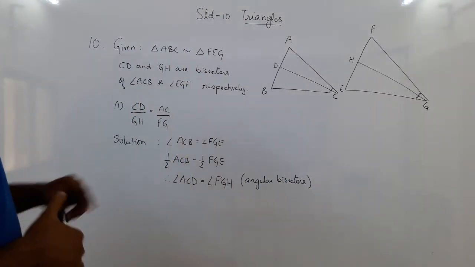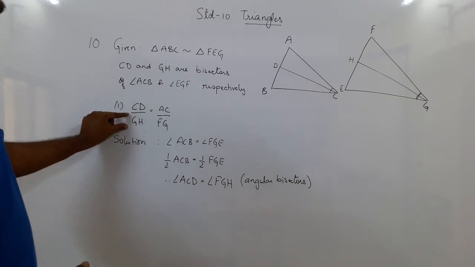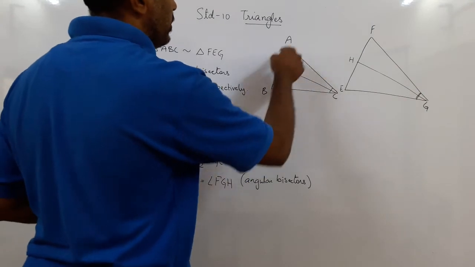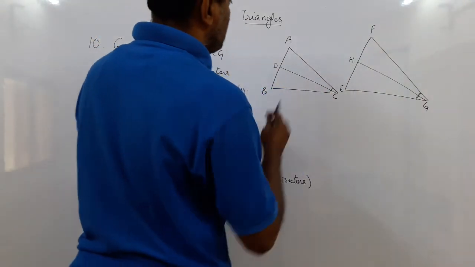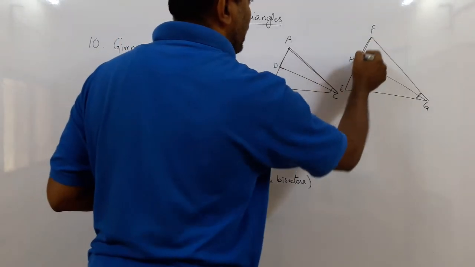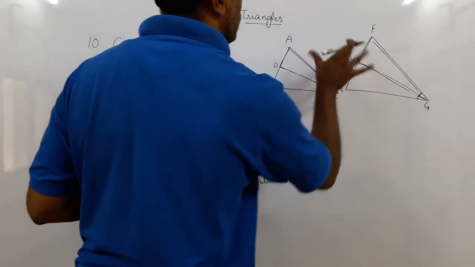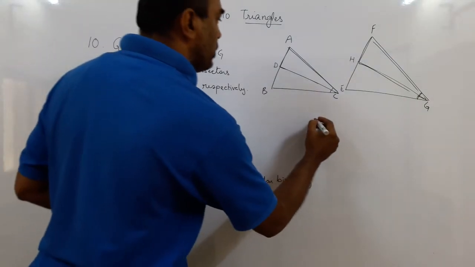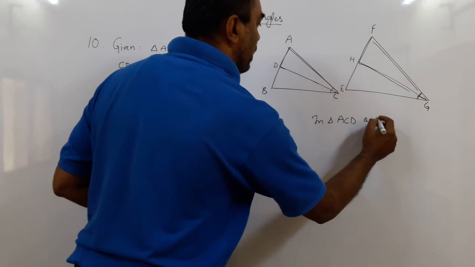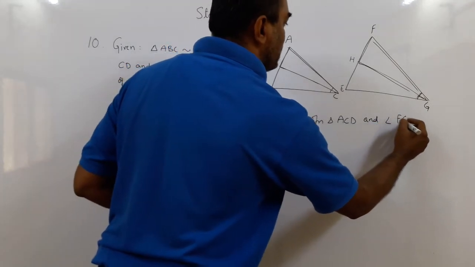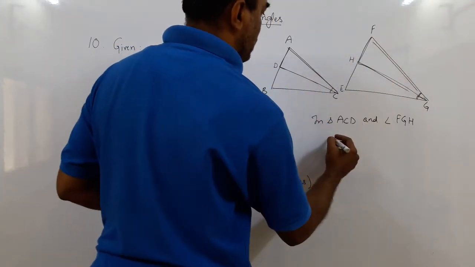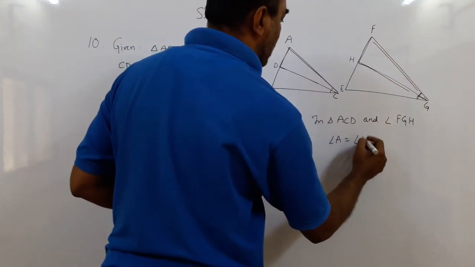What else do we need now? We have to show CD upon GH equal to AC upon FG. So we have to show these two triangles, which two? ACD and FGH, we have to show they are similar. So let me write here. In triangle ACD and triangle FGH, angle A equal to angle F.